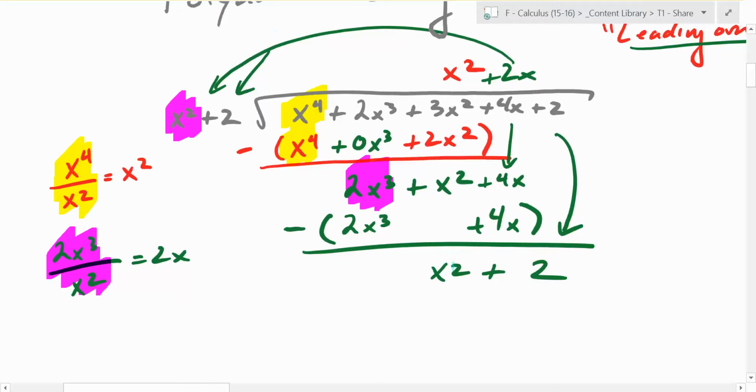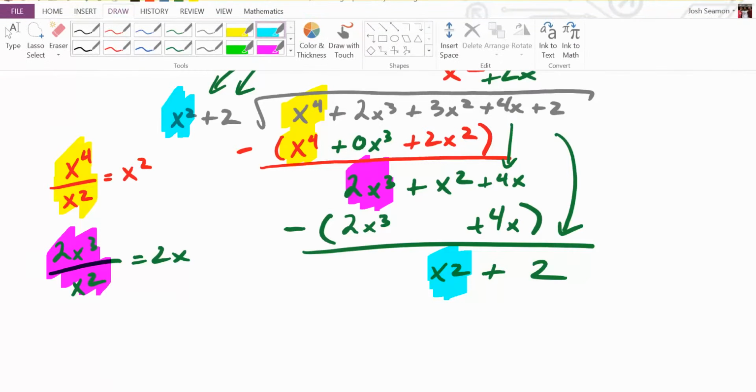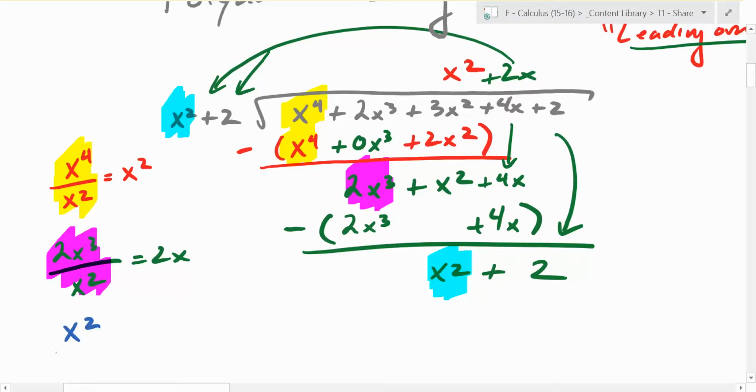What's the new leading term? 1. Well, that's the leading coefficient. What's the leading term? Look in the blue, the bottom. X squared. X squared. And this one stayed the same over here. So what's the new subtraction we get to do? We'll do blue here. X squared over x squared is equal to what? 1. Where do we put that 1?